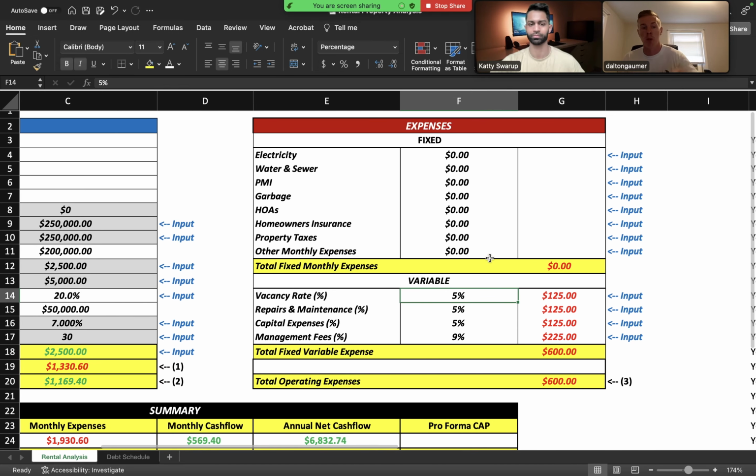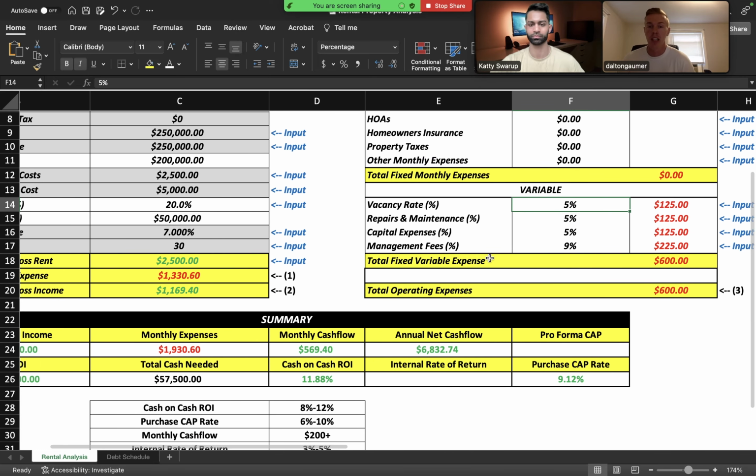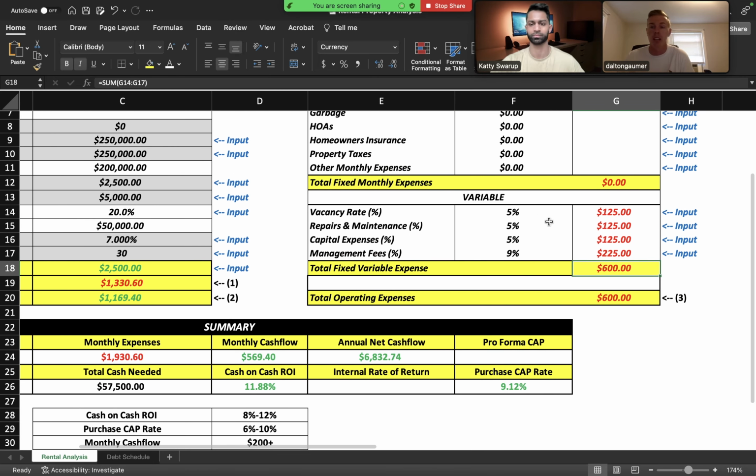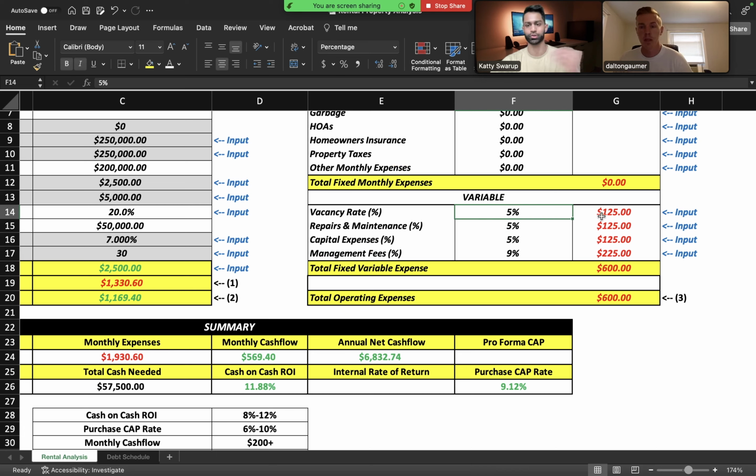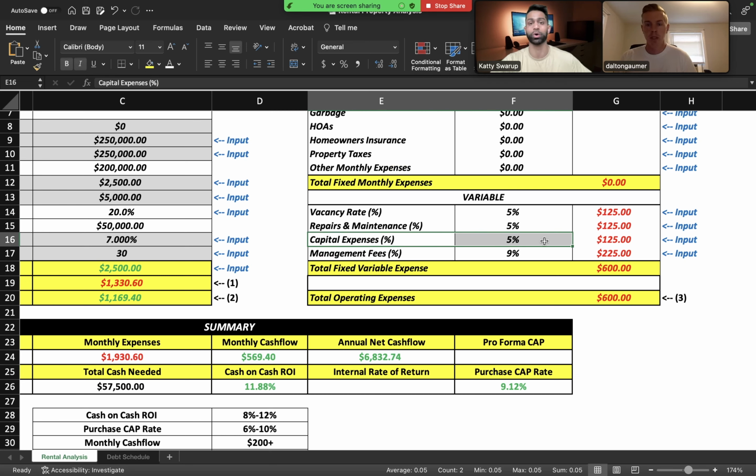And it looks like for the rent at 2,500, our total fixed variable expense is a percentage of the total rent as well. Right. So 5% of the monthly rent goes towards vacancy, 5% repairs, 5% CapEx. And as Dalton mentioned, again, it depends very much on the quality of the property, what we're actually buying. If it's a single family, multifamily, then this may go up to 10%, maybe even 11, 12%.